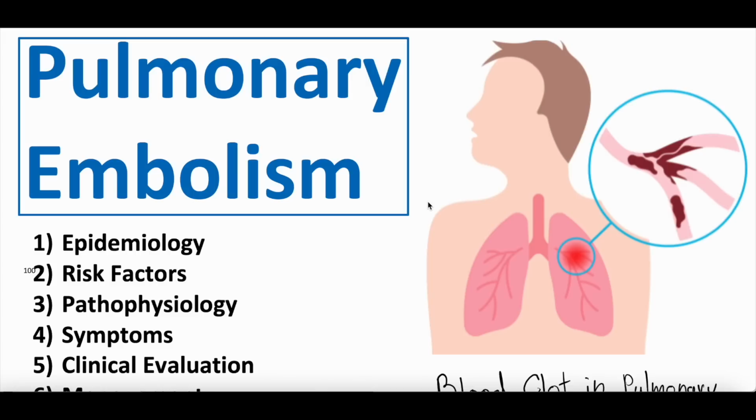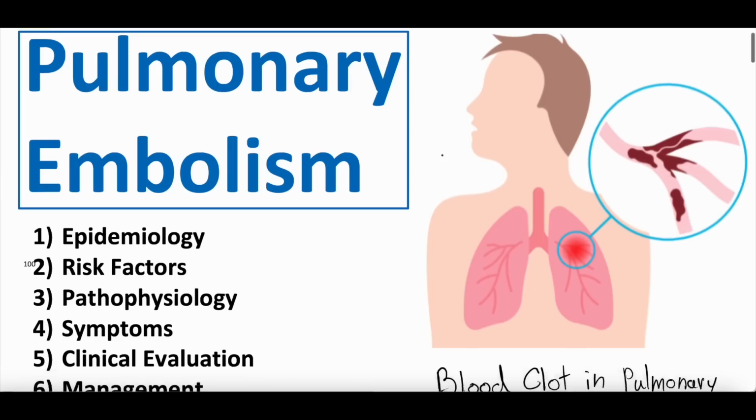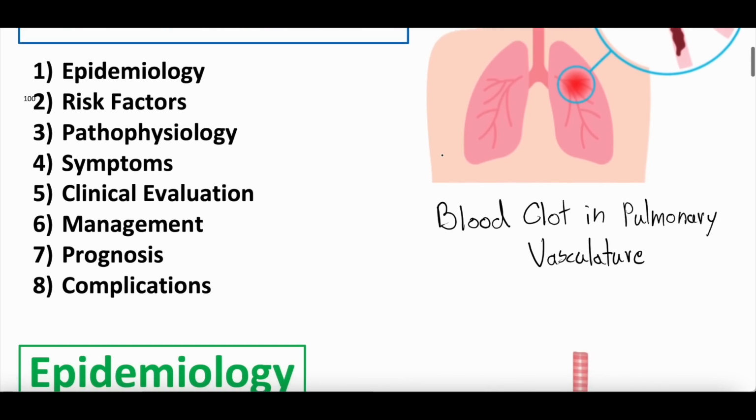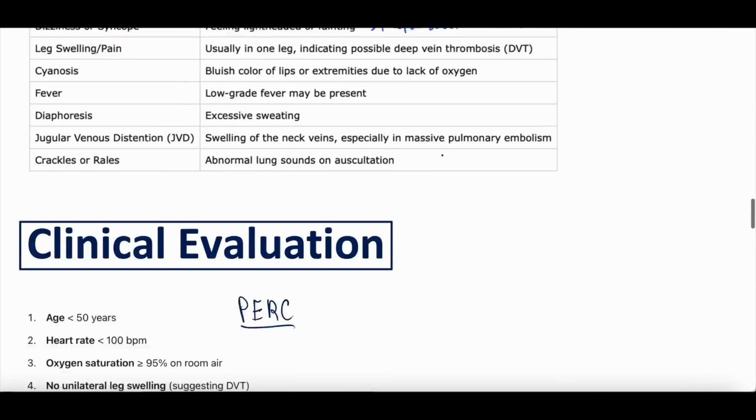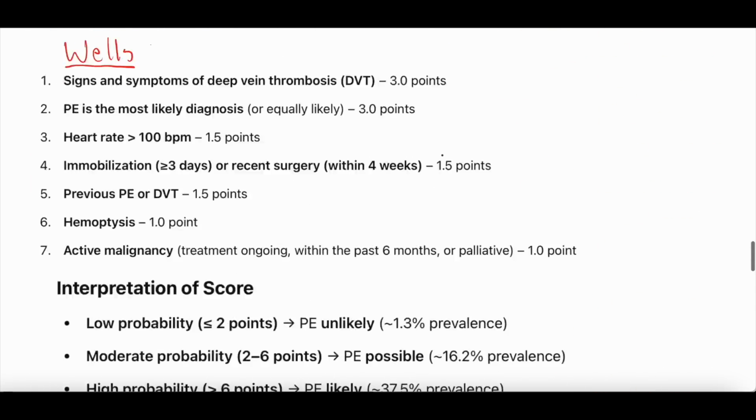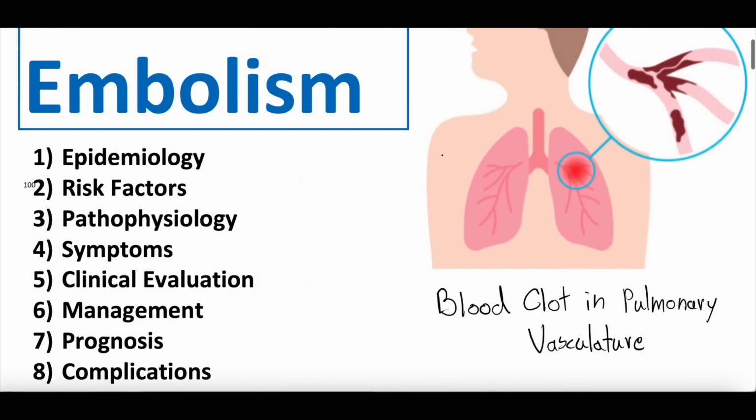Today we are going to be talking about pulmonary embolism, or blood clot in the lungs. This is going to be a basics overview lecture. We'll go through the epidemiology, risk factors, pathophys, symptoms, clinical evaluation, management, prognosis, complications, tons and tons of stuff in here. So definitely stick around.